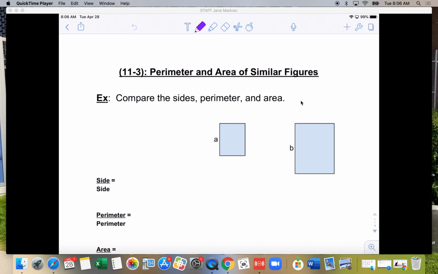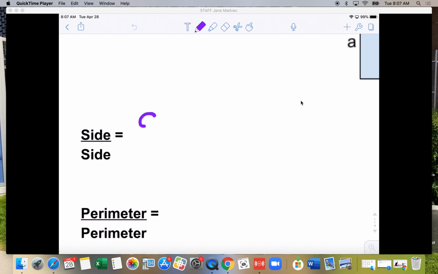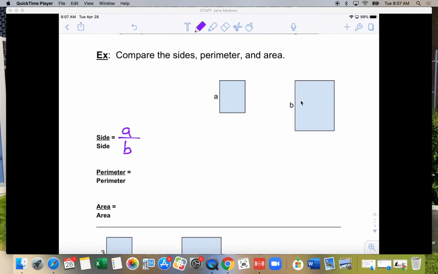It says compare the sides and perimeter and area. When we look at the sides of the figures, you're going to notice that these two figures are not congruent. They're similar. What that means is that they're the same shape. They're just different size. So you'll notice that A is smaller than B. So if we're looking at these sides, I tend to do the smaller figure over the larger figure. Now, you do not need to do that. That is just only what I do. You could do B over A, but the important thing is you need to remain consistent.